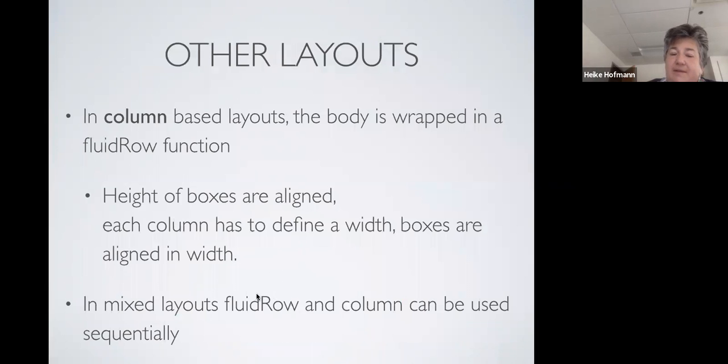And then we can also mix fluid rows and columns. I would usually stick with a fluid row, so a row-based layout. You can, I think, get to any other layout by using column in between. So column-based layouts would define a column of a specific height, and all of the boxes are left aligned, so you have to set the width to a certain value, and that will align the boxes by width as well.